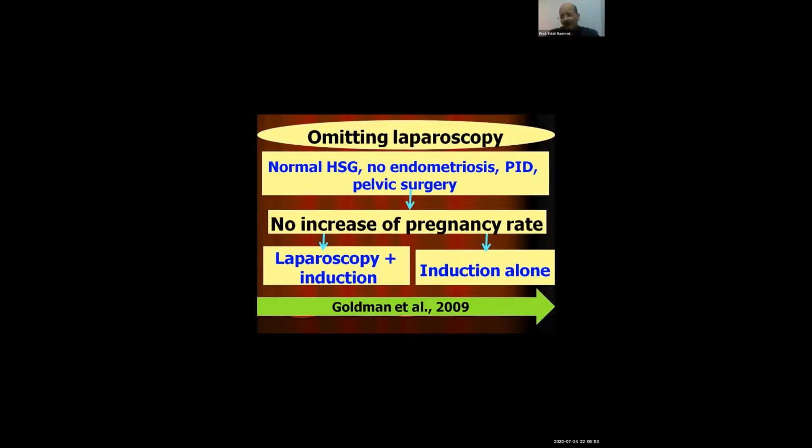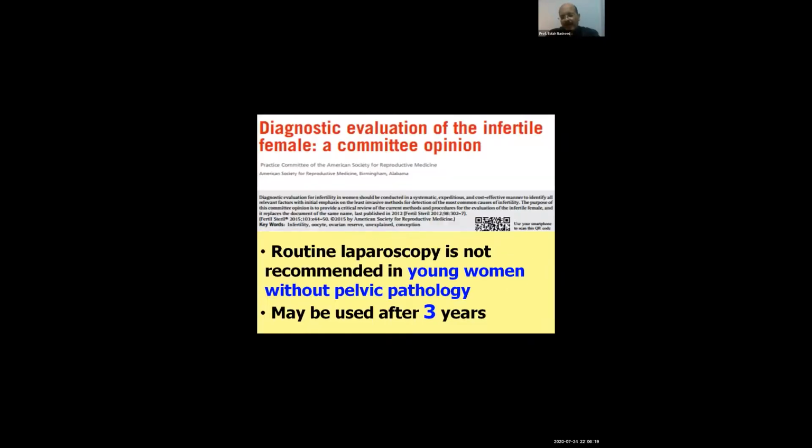A very interesting study showed that in women with normal hysterosalpingography, no evidence of endometriosis, PID, or pelvic surgery, there was no increase of the pregnancy rate if the laparoscopy was done followed by induction, or if ovulation induction was done without performing laparoscopy. This denotes that laparoscopy has a minor role. So, the ASRM in 2015 concluded that routine laparoscopy is not recommended in young women without evident pelvic pathology. However, after 3 years of infertility, it could be indicated.